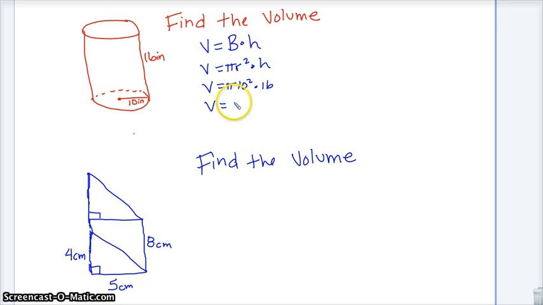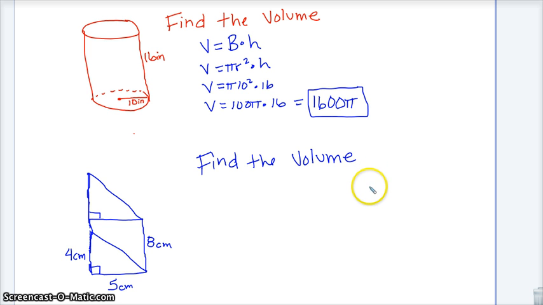My volume equals 100 pi times 16 for a whopping grand total of 1600 pi. And I want to leave my answer in exact form and have that pi in my answer. That's my most exact answer.